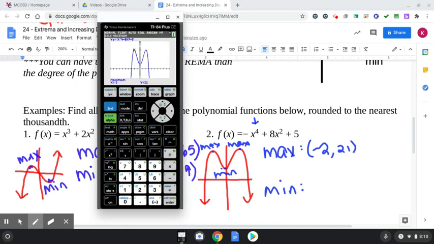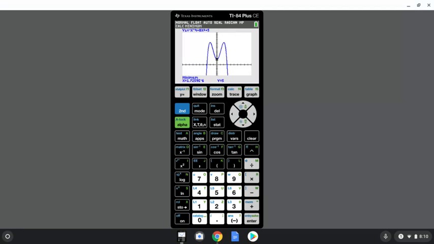Now I'm going to do the same thing, but I'm going to find the minimum. You can do them in whatever order that you want. Just make sure that you're careful and you're choosing minimum for minimum, maximum for maximum. Right bound, enter, guess, enter. So this minimum, I don't know if you guys can see this that well or not. It's a little bit better.